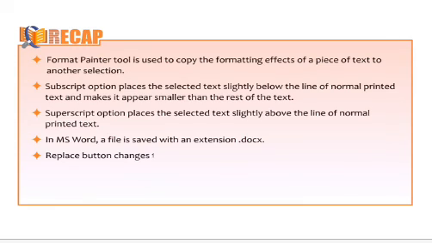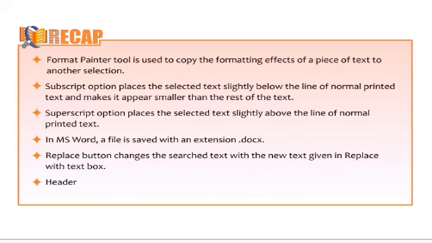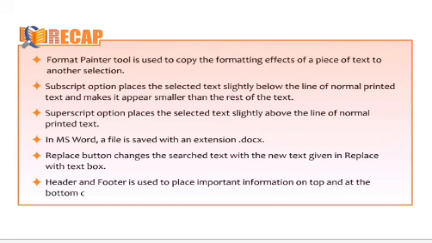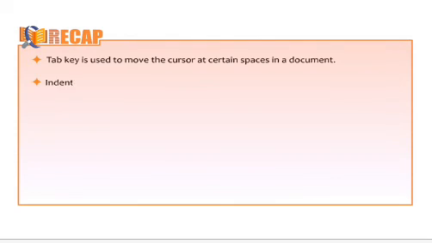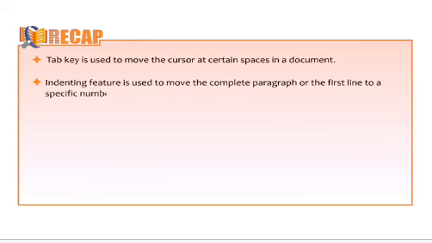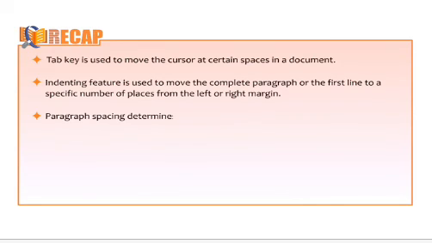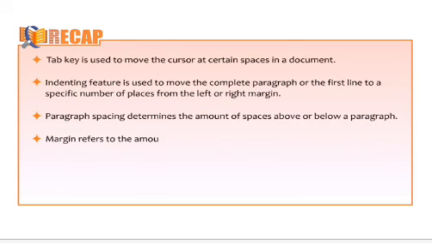Replace button changes the search text with the new text given in the Replace with text box. Header and footer is used to place important information on top and at the bottom of every page respectively. Tab key is used to move the cursor at certain spaces in a document. Indenting feature is used to move the complete paragraph or the first line to a specific number of places from the left or right margin. Paragraph spacing determines the amount of spaces above or below a paragraph. Margin refers to the amount of blank space between the edge of the page and document text.